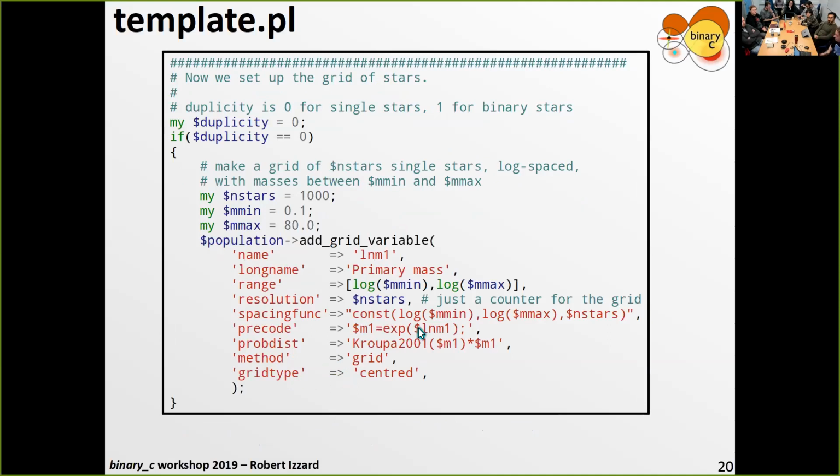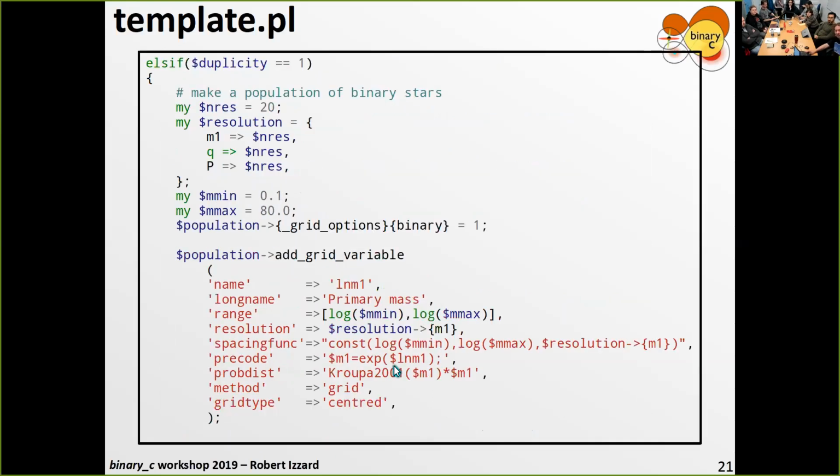Now we set up the grid of stars. Okay, now we've already seen the single star setup. That's this one here. So I'm not going to go through that in too much detail. But if you set duplicity to 1, that will then instead make binary stars. So I put an example here for binary stars. First of all, we set the resolution, and this would be a 20 by 20 by 20 grid. You can change that, of course, if you want it to take too long.